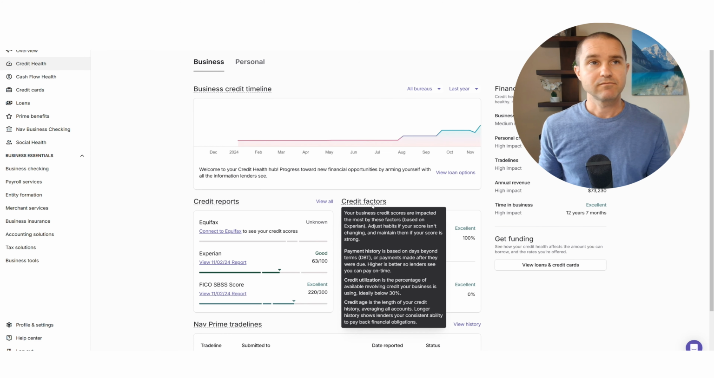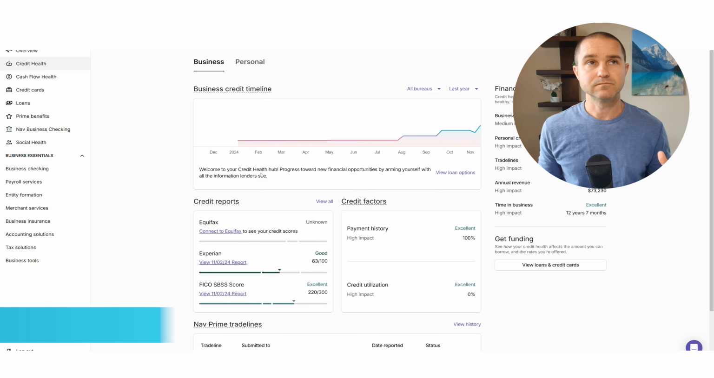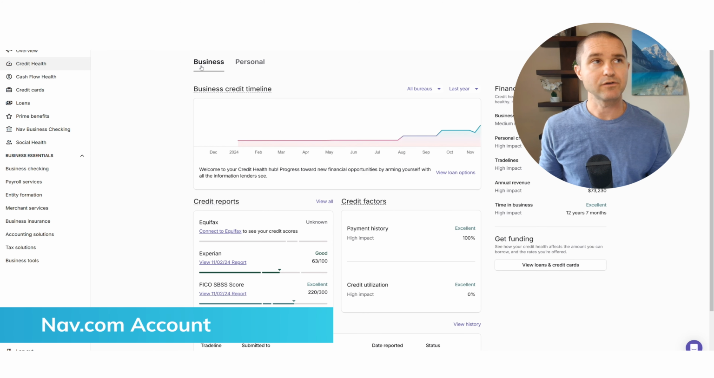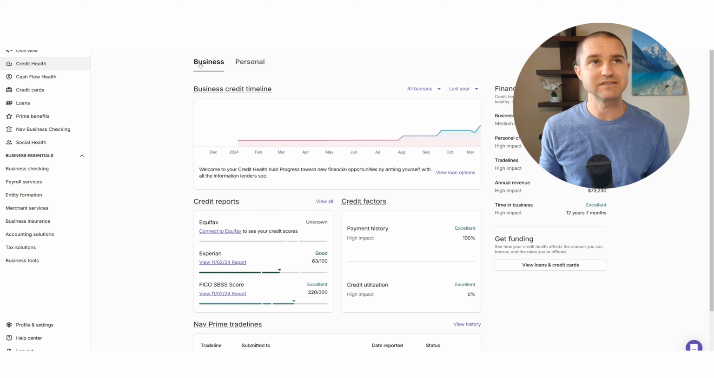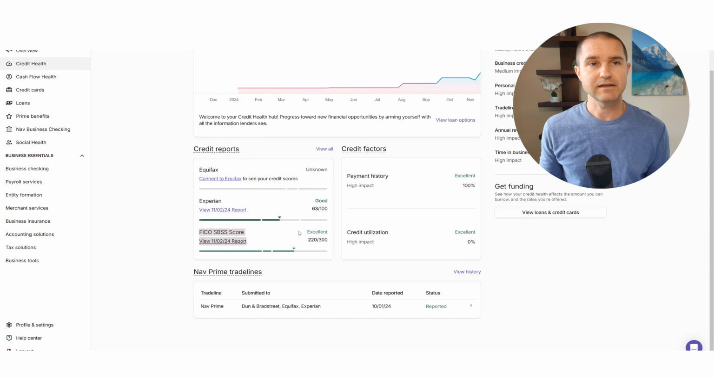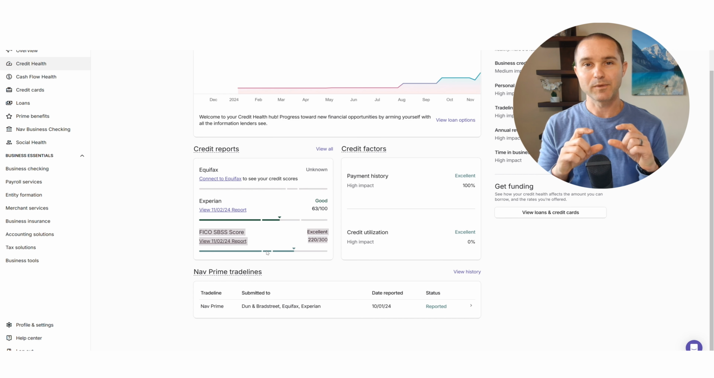Okay, so here's my nav.com account, and I'm on the credit health tab and the business tab. What you're going to find right down here is your FICO SBSS score. This is what the lender is going to be looking at. And of course you'll want to be in this area. I think this little section here is kind of the no man's land, where maybe you qualify, maybe you don't.